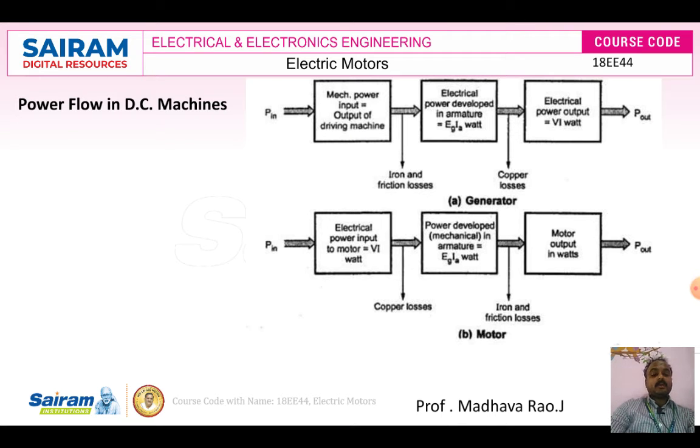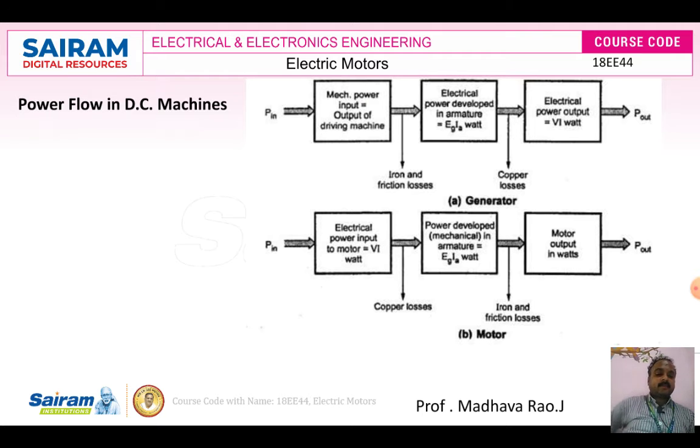Power flow means how the power is flowing, how the input power is converting into output power, and how the output power is produced. So we have to learn how we are converting mechanical to electrical using a generator, and how we are converting electrical to mechanical using a motor. Here we have three blocks in the power flow diagram of the generator, and similarly three blocks for the motor.